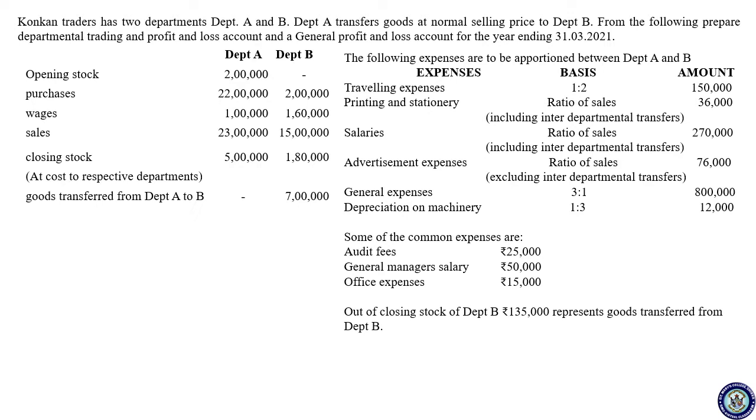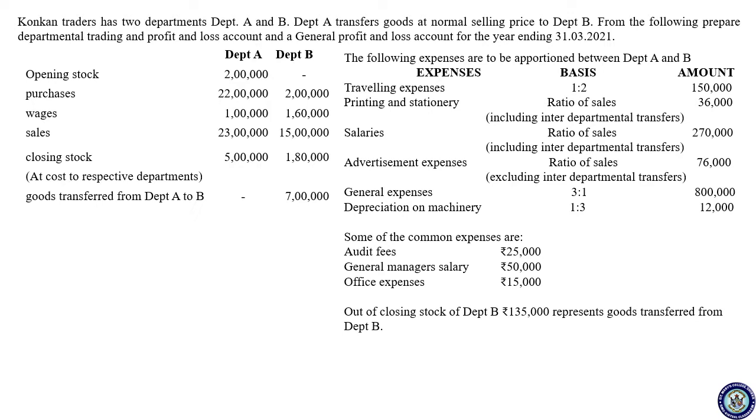Okay, so they have given information regarding the trading items. Opening stock 2 lakh for department A and it is nil for department B. Purchases 22 lakh and 2 lakh. Wages 1 lakh and 1 lakh 60,000. Sales 23 lakh and 15 lakh. Closing stock 5 lakh and 1 lakh 80,000 at cost to the respective departments. Means the respective department's closing stock is at cost price, but if there is any transfer then that is at selling price.